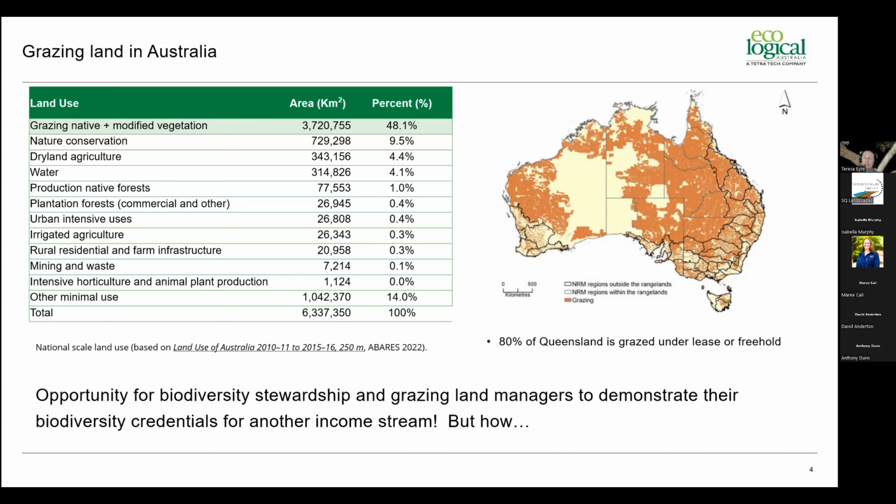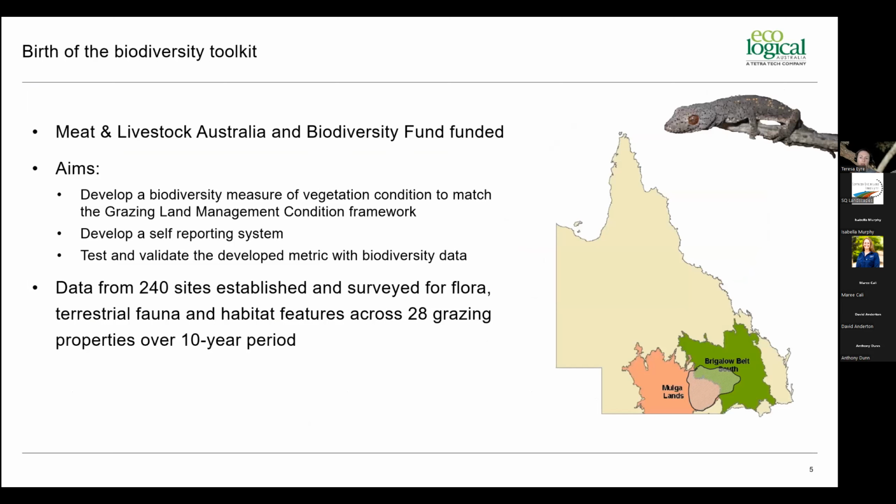So what this said to the industry and to us as ecologists and biodiversity scientists is that this can create an amazing opportunity for biodiversity stewardship, and for grazing land managers to demonstrate their biodiversity credentials for another income stream, potentially, hopefully. But the question was how we would do that. And this is where the toolkit came to be.